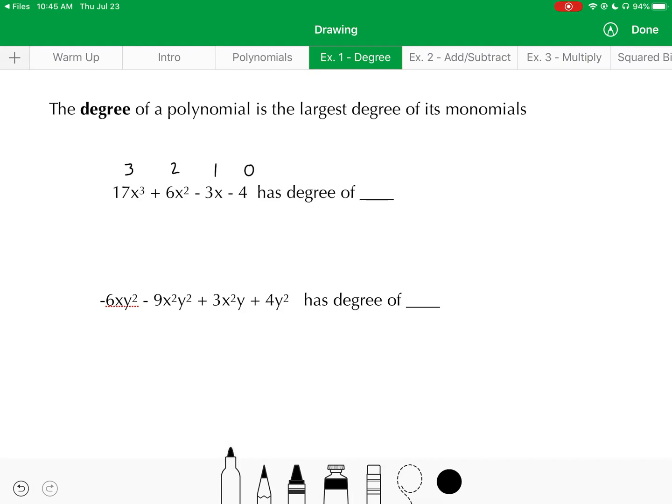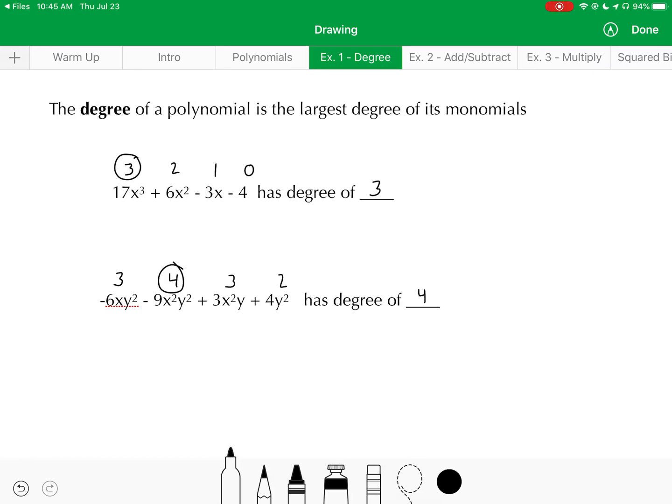So based on this definition, I'm going to choose the largest value there, which makes the degree of this polynomial a 3. Okay. The next polynomial has four terms. The first term has a degree of 3. The next has a degree of 4. Next is a degree of 3, and then a degree of 2. Obviously, 4 is the largest number, so we'll say this has a degree of 4.